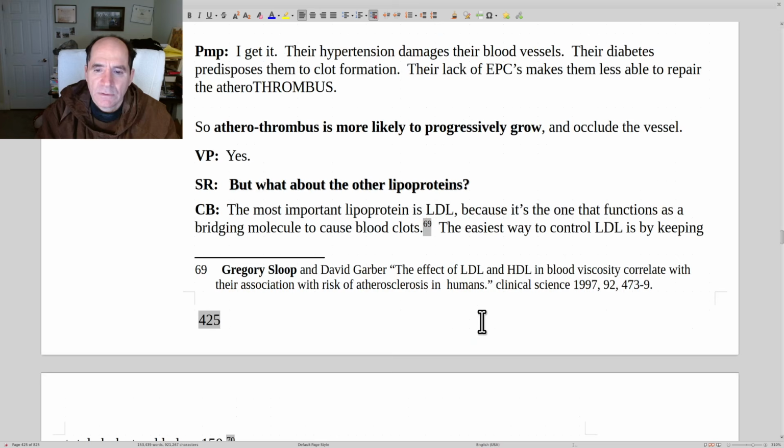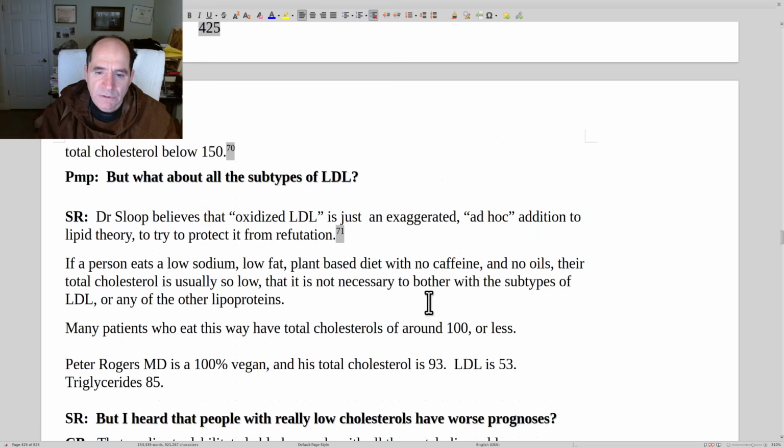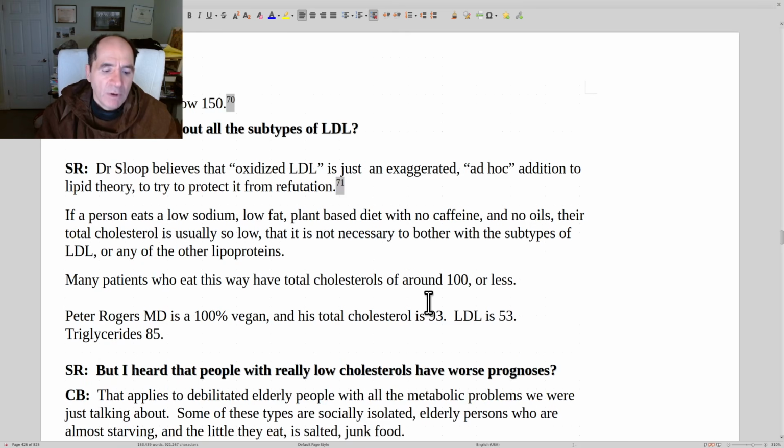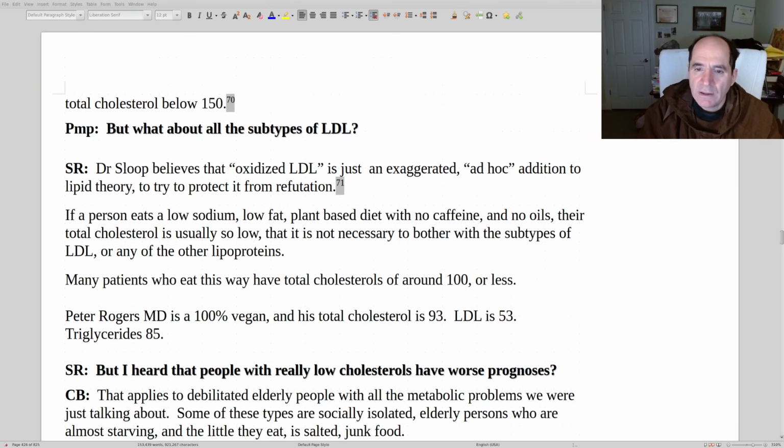Okay, let's see. Oh, here's another paper by Sloop: The effect of LDL and HDL in blood viscosity to correlate with the risk of atherosclerosis in humans. Talking about atherothrombosis and the blood sludge rouleau formation effects. What about subtypes of LDL cholesterol? Sloop thinks that's all kind of exaggerated. He thinks the whole oxidized LDL idea is a big exaggeration to try to support the lipid theory and avoid the issues of atherothrombosis theory.